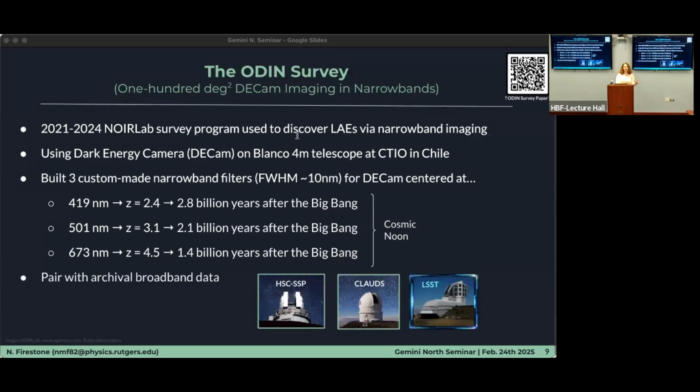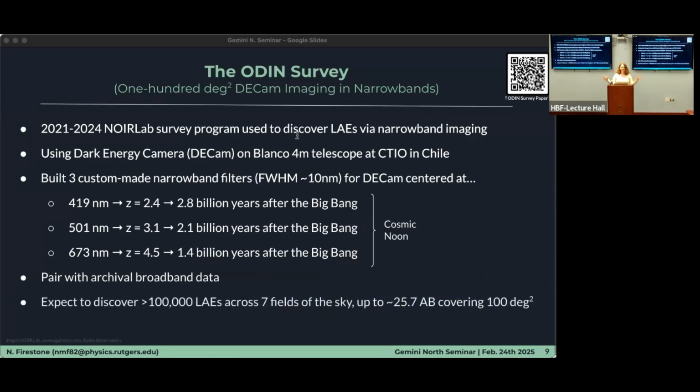Once we have that narrowband data, we pair it with archival broadband data from HSC SSP, the CLAUDS survey, and in the future, we're really excited to use LSST broadband data. And we basically designed ODIN to have several fields that overlap with LSST deep drilling fields. So in many ways, it's also kind of like a precursor survey to LSST, in which we'll be able to use all of our narrowband data and then apply it with the awesome deep LSST broadband imaging.